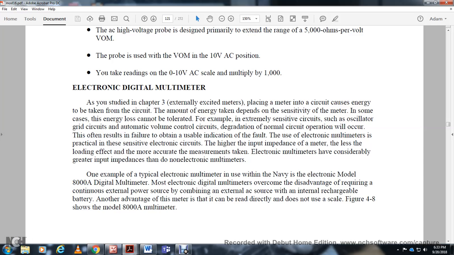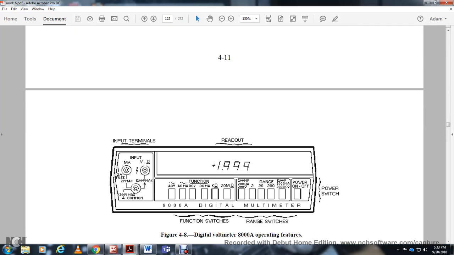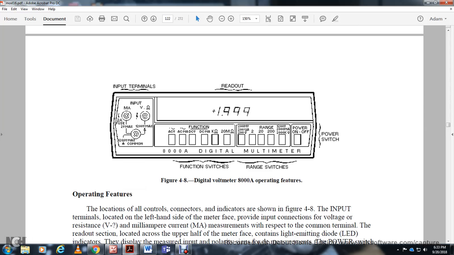The model 8000A digital multimeter is an electronic digital multimeter that overcomes the disadvantage of requiring a continuous external power source. It is combined with an external AC source, with an interchangeable rechargeable battery, and other bands of the meter that can be read directly. Figure 4H shows the digital voltmeter 8000A operating features.